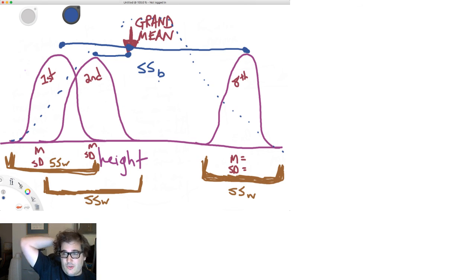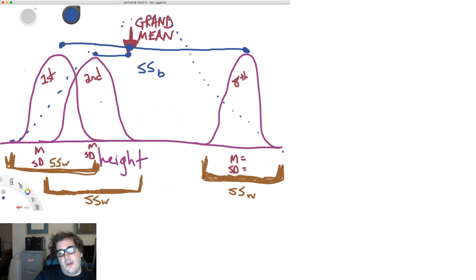Within is sum of squares within your groups. And between is between your groups. So what you're doing is you're measuring the fatness of these distributions against the fatness of this distribution, the grand distribution, the grand mean, and the distribution of scores around that.